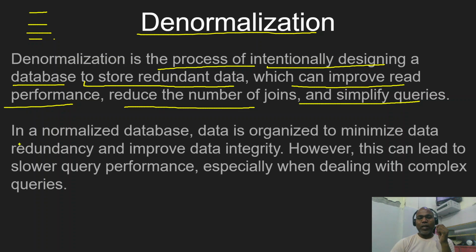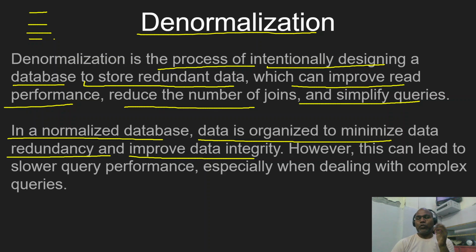In a normalized database, data is organized to minimize data redundancy and improve data integrity. So here the objective of normalization is to keep redundancy as minimal as possible. With denormalization, we are designing the system where we intentionally put redundant data so that we can improve our data read performance.